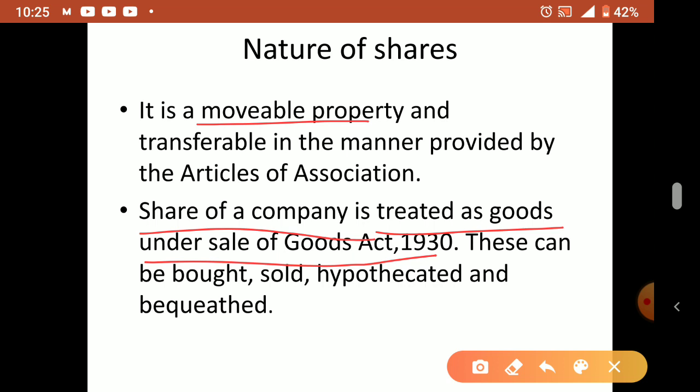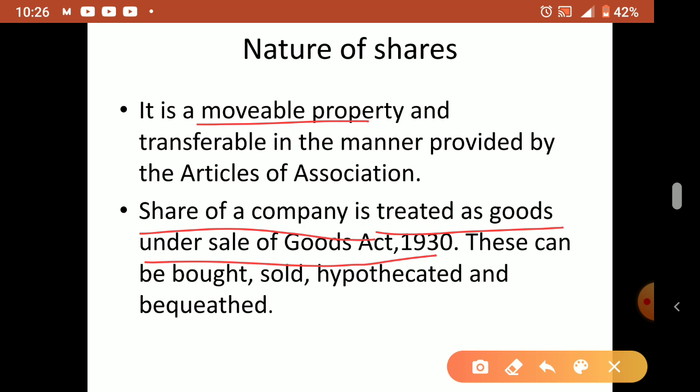But share is not a physical property. You cannot see any physical things there. It is just a paper. Okay. Now it is in electronic form. Online only people are interacting, buying and selling shares. So under Sale of Goods Act 1930, this share is treated as goods.